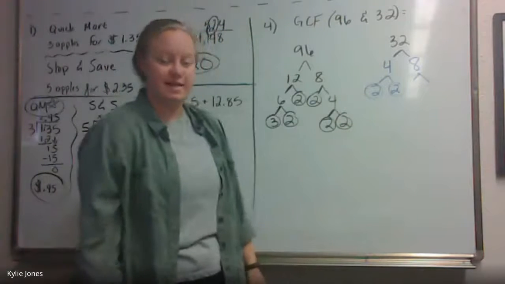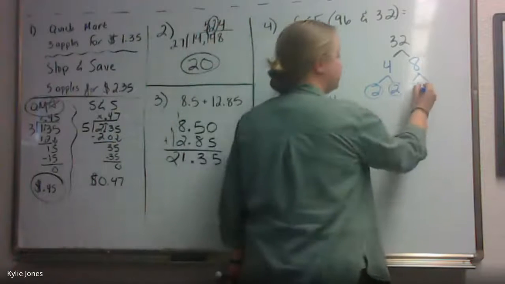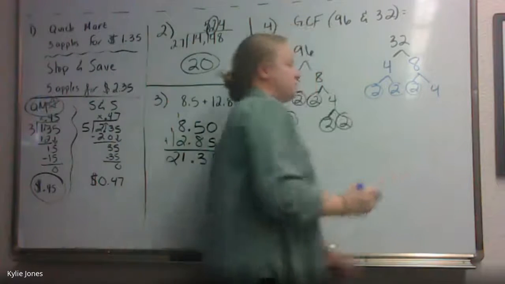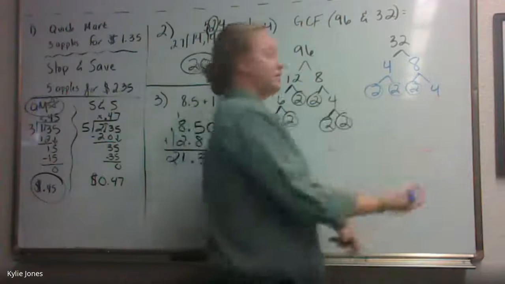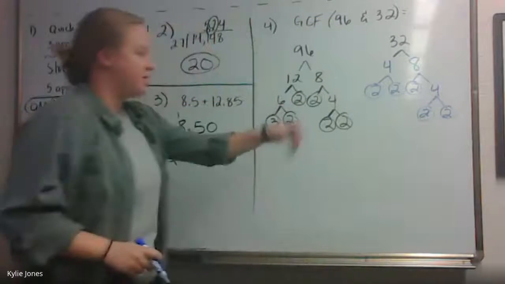What numbers multiply into 8? 4 and 2. Good. Circle 2, but now again, what goes into 4? 2 and 2. Good. Okay, so we have our prime factorizations.